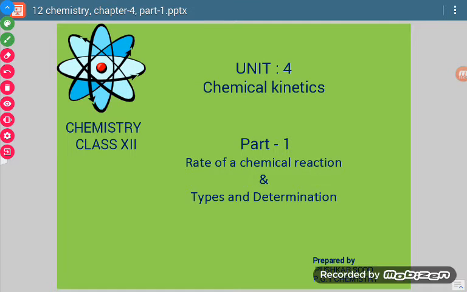Good morning, students. So today we are going to start with our fourth unit, chemical kinetics, and in this we are going to study first of all what do we mean by a rate of a chemical reaction. In this whole chapter we will be saying the word rate again and again. So what do we mean by rate of a reaction, and how many types of rates of reactions are there, and how can we determine those? Okay. So this is our topic in the fourth unit.